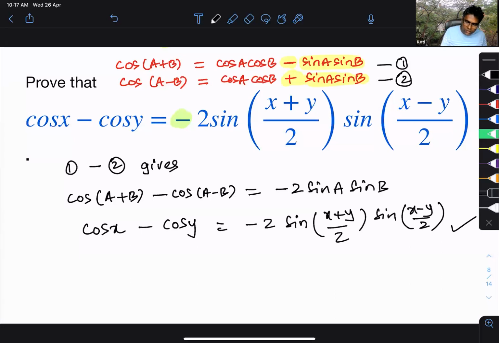But here, the difference is you have sine, but at the same time you have a minus. So this minus is important. Pay attention to that minus. If you don't want the minus, maybe you should write on the left hand side cos y minus cos x, but I think we should try to retain this pattern. I'm assuming there are no questions, so let's move forward.